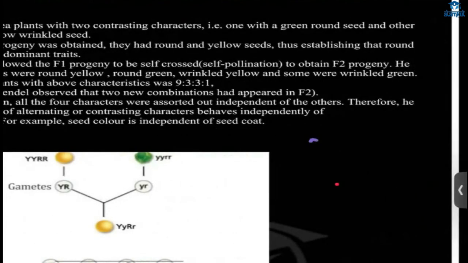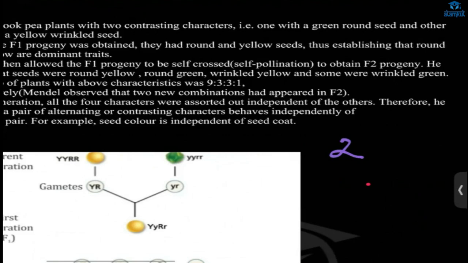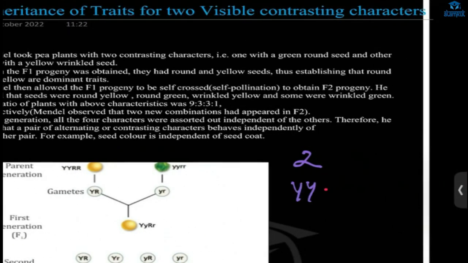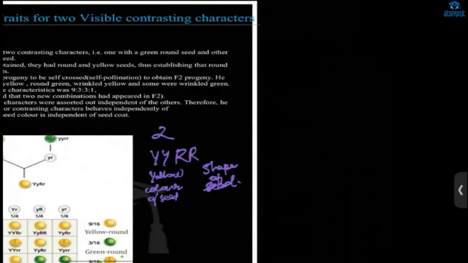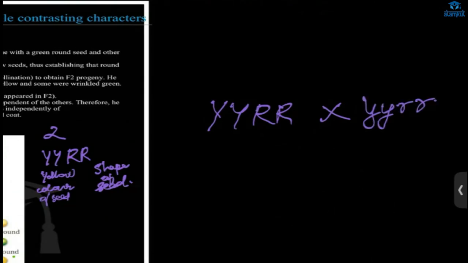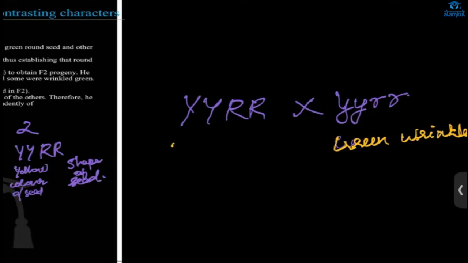Mendel took two contrasting characters. He took yellow round seed. Seed color will be yellow, and the shape of seed. He took two characters: color of seed and shape of seed. So first, he did pure type, dominant traits. This is green wrinkled, and this is yellow round.